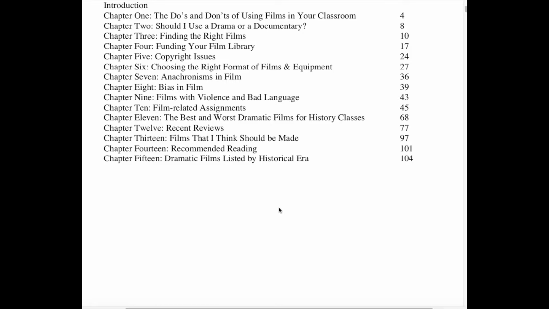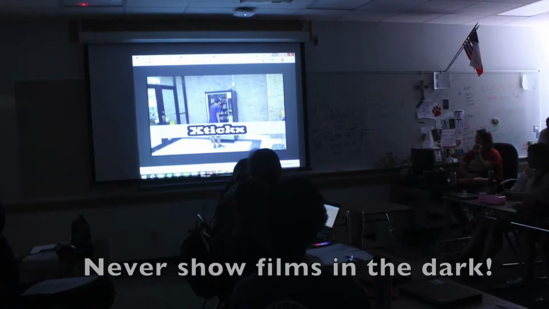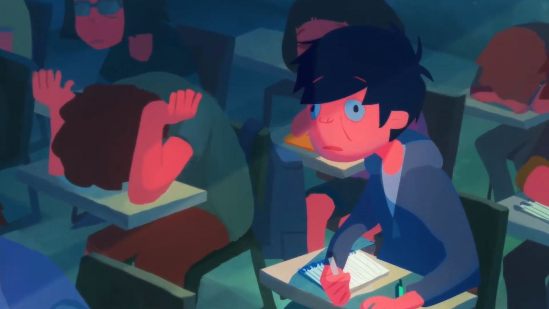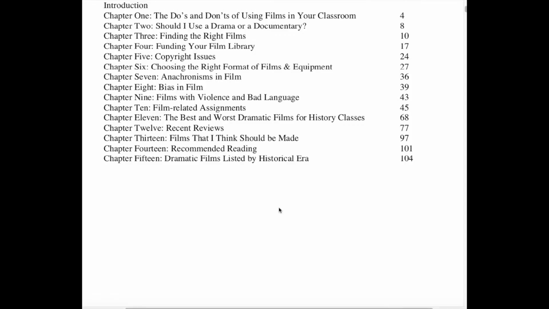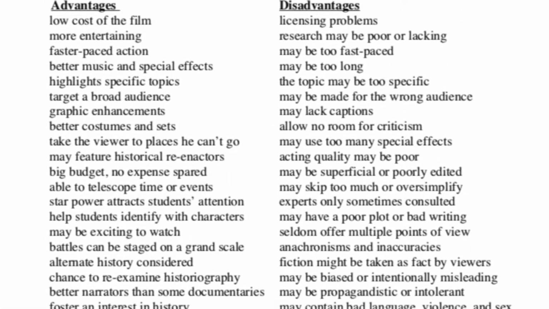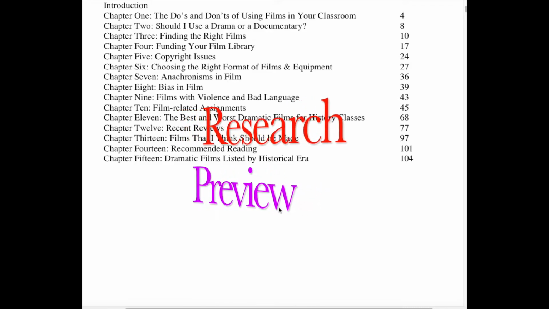Chapter 1 talks about the do's and don'ts of using films in your classroom. A lot of teachers don't really use films appropriately, so this gives a lot of great tips on how they should and shouldn't be used. Sometimes you have to make a decision between should I show a drama or a documentary. So Chapter 2 addresses that issue. Chapter 3 tells you where you can find the right films for your class.